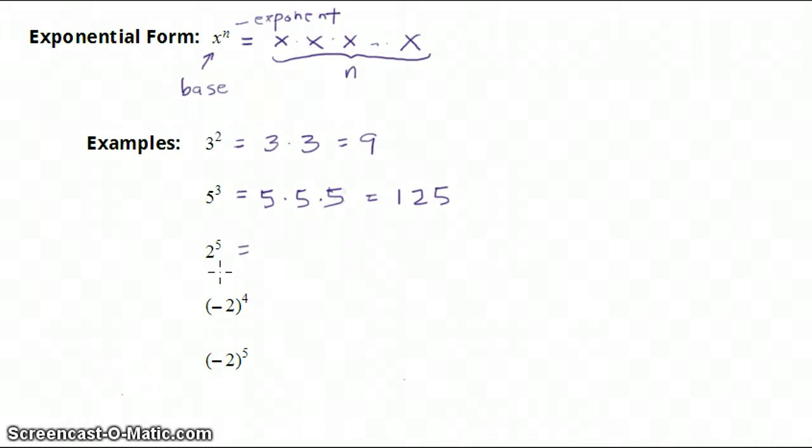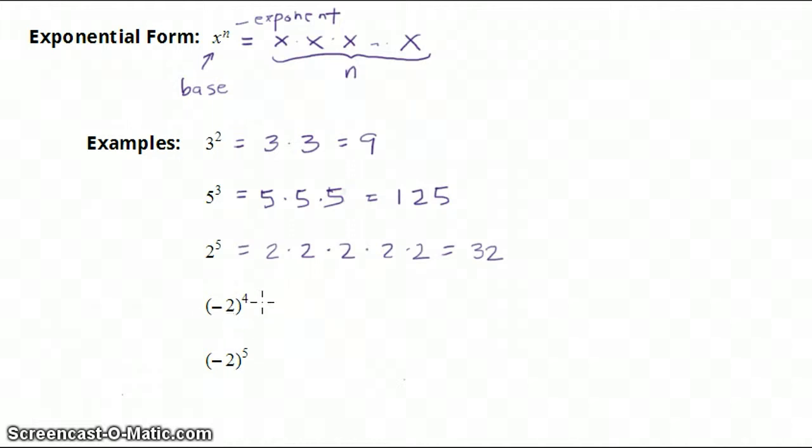So now I have 2 to the 5th power. 2 is the base, 5 is the exponent, and so that tells me that I'm going to multiply 2 times 2 times 2 times 2 times 2, so that I have a total of 5 2's and multiplying them all together. And again, I can work my way through this here. 2 times 2 is 4, 4 times 2 is 8, 8 times 2 is 16, and 16 times 2 would be 32. So 2 to the 5th power would be equal to 32.